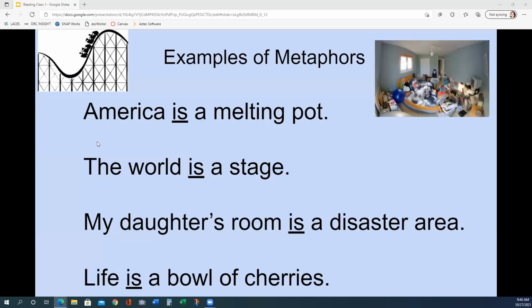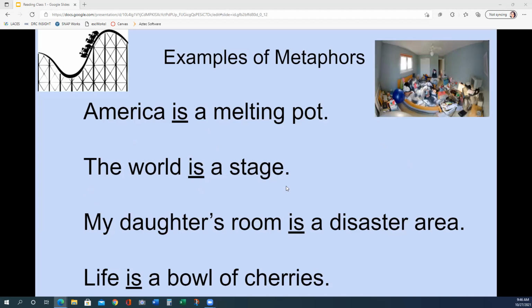Some examples of metaphors. America is a melting pot. I've heard this said my whole life, and the reason it is a melting pot is that just means that we have lots of different types of people, lots of different races, lots of different cultures, all in one area. So it is compared to a melting pot. So if you think about cooking, you're throwing all kinds of things into a pot, okay, and cooking them down or melting it. So we're comparing America to a melting pot by using the word is. Again, we're not using like or as, we're saying it is a melting pot.